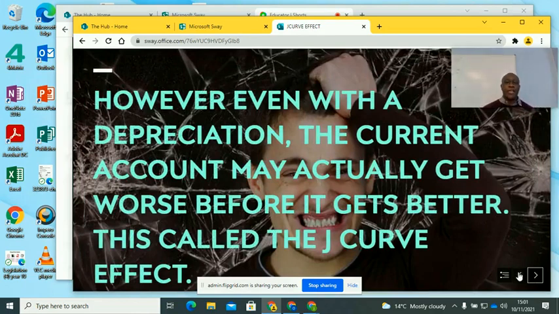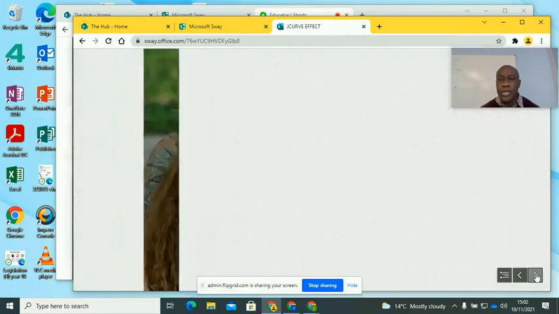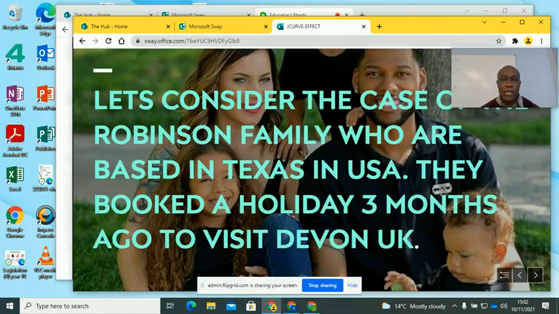However, even with the depreciation, the current account may actually still get worse before it gets better. And this is called the J curve effect. And we're going to quickly talk about that. Okay, I'm going to do other videos, but this is just an introduction to what the J curve actually is. Let's look at this family.